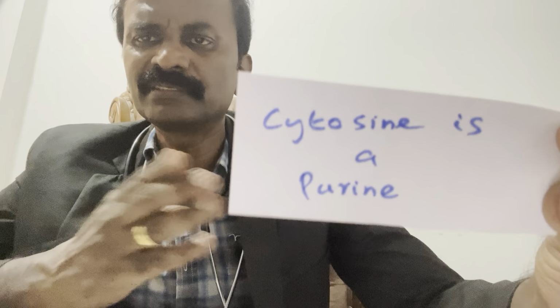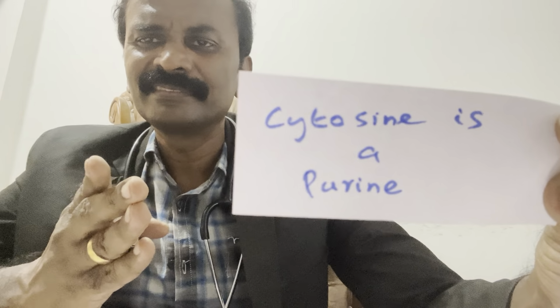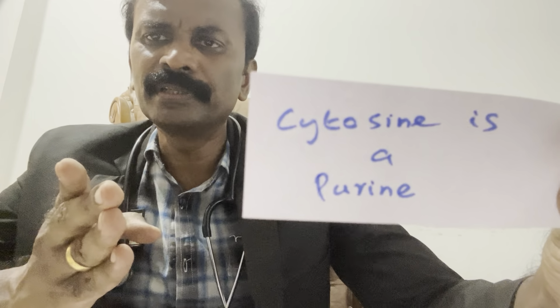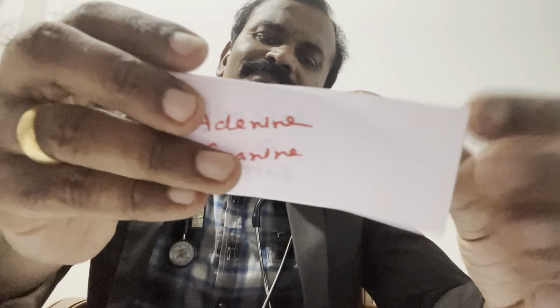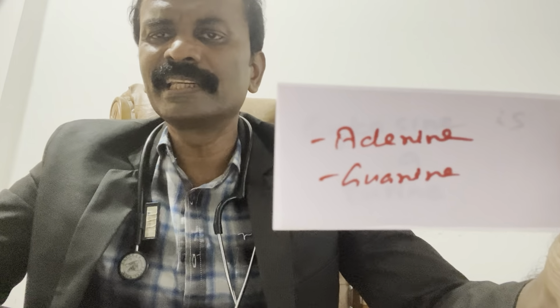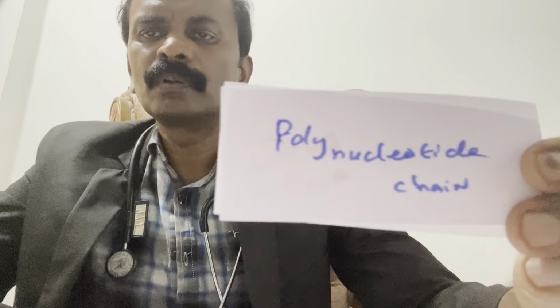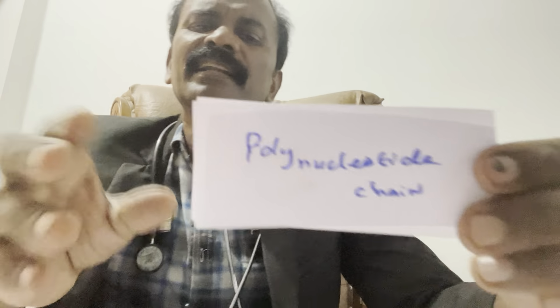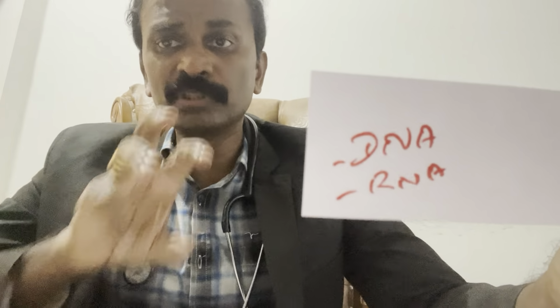Cytosine is a purine. True or false? Adenine and guanine are purines. Name 2 polynucleotide chains. You must know both the DNA and RNA have polynucleotide chains. This is an important point in MCQ. Both the DNA and RNA have polynucleotide chains.